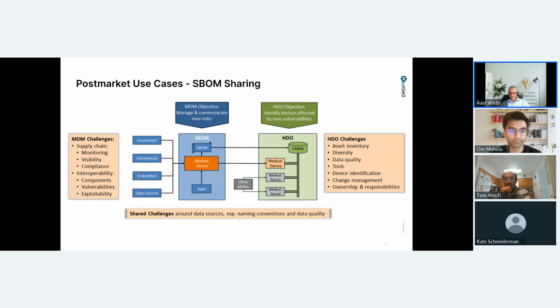On the other side, the healthcare organization's challenge is asset inventory, the quality of your asset inventory. When you get an advisory from a supplier of yours or from the FDA or anybody else, are you able to identify correctly those devices and the correct version of the device? And many healthcare organizations are challenged there today. And one of the challenges is the diversity of the devices on hospital networks.